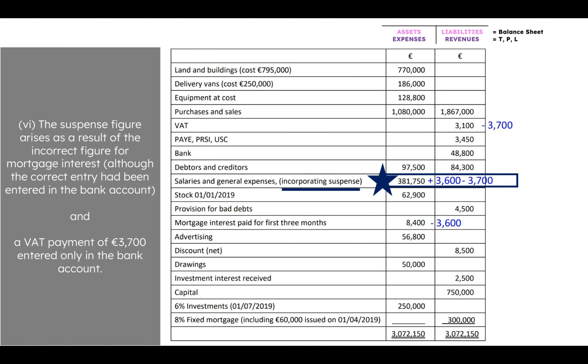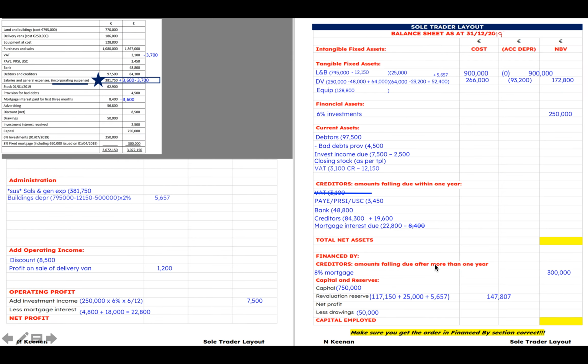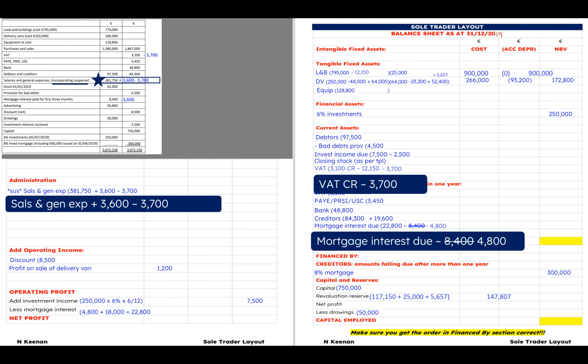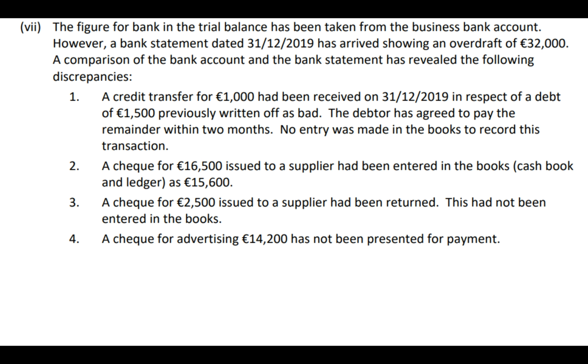So that's that. We'll transfer it into the accounts then. So again, your VAT, we're minusing 3,700 from this. So it's up here and we'll minus the 3,700 from that 3,100 credit side. Okay, so that'll be a positive asset there. Then your salaries and general expenses, we're going to plus 3,600 and we're going to minus 3,700. And then the mortgage interest, we're actually going to take away what it actually should have been. So the mortgage interest paid actually was 4,800. So we're taking that away from the 8,400 there. So that is that.